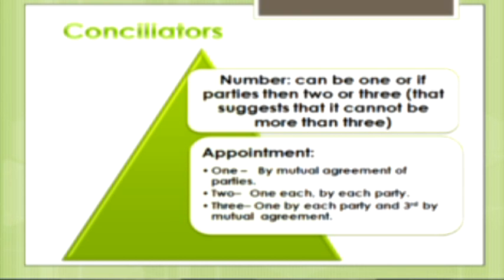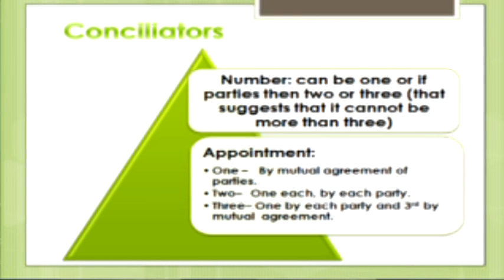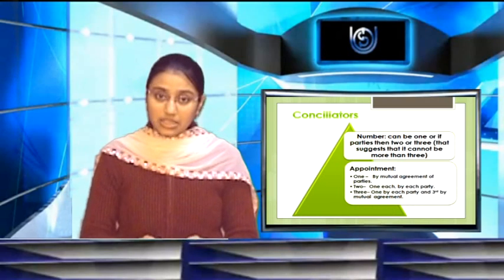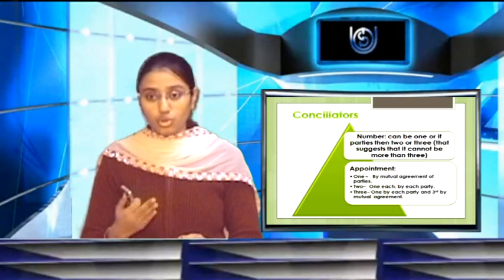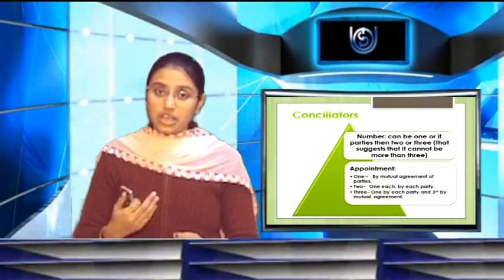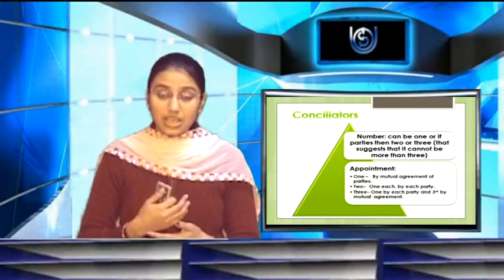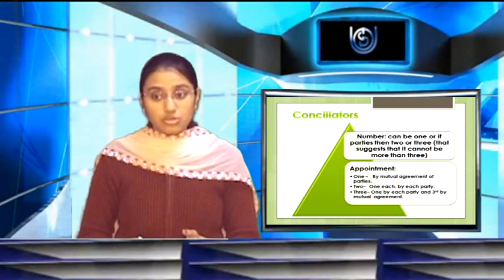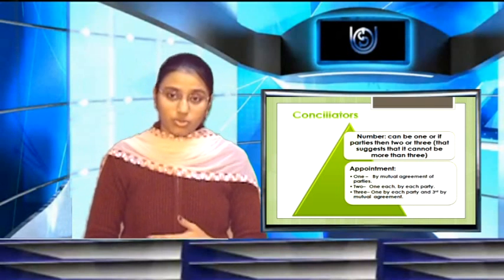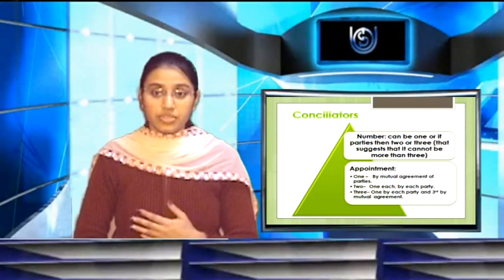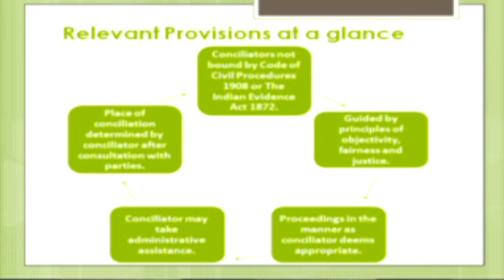Now, if we talk about conciliation, conciliation basically has one, two or three conciliators. The one is by the mutual agreement of the parties, एक तो अपॉइंट होगा जब दोनों ही पार्टीज म्यूचुअली एक काउंसलर को अपॉइंट कर रहे हैं, 2 तब जब दोनों ही पार्टीज अपने काउंसलर्स को ले रहे हैं, third is 3, when one by each party and the third by mutual agreement. So that is the way the number of conciliators is used.